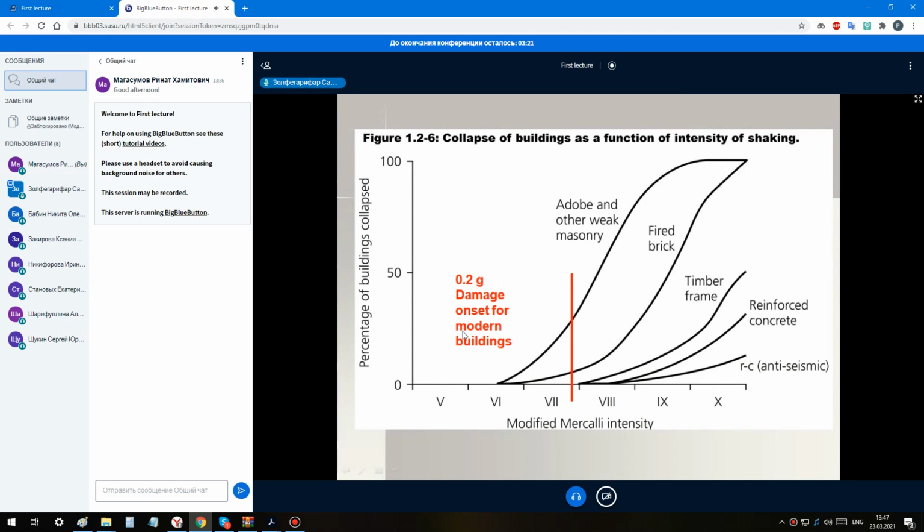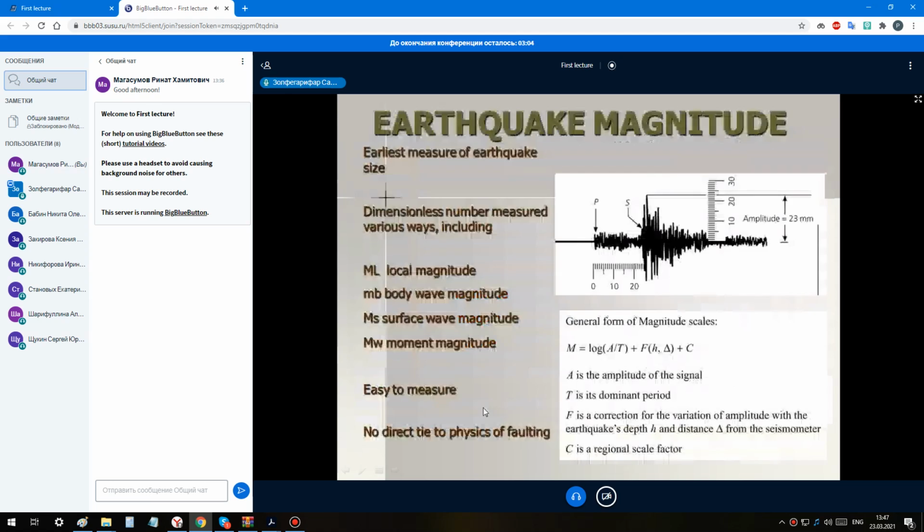Also, this figure shows the collapse of buildings as a function of intensity of shaking, as a percentage of buildings collapsed per modified Mercalli intensity.